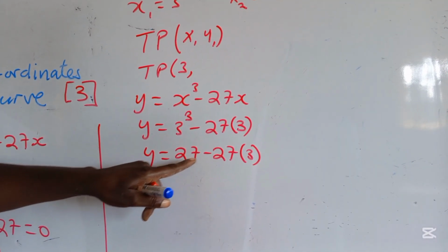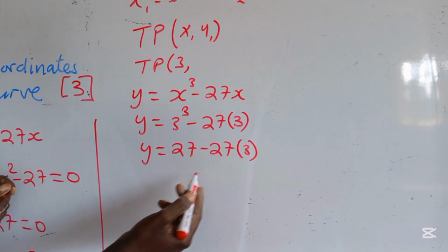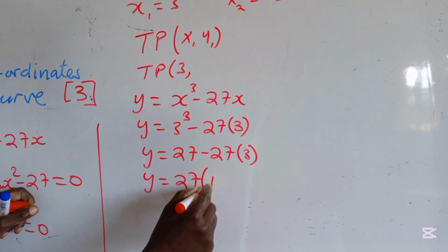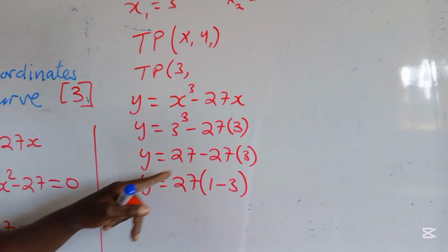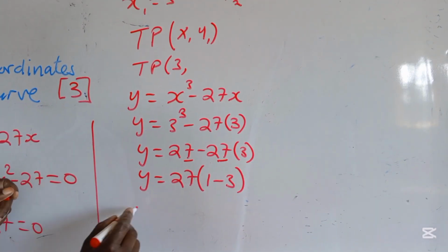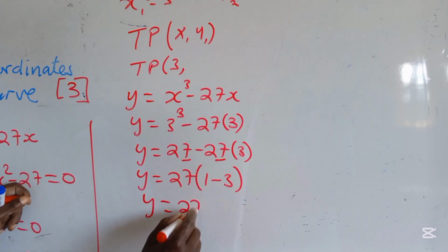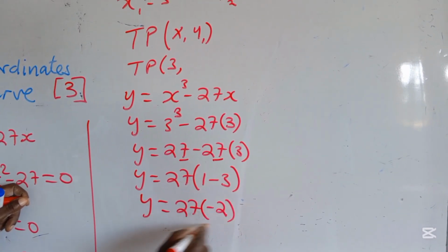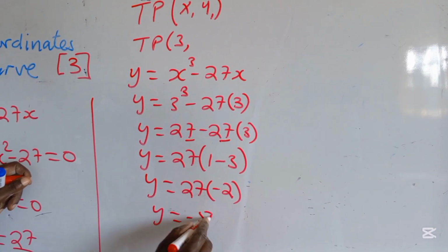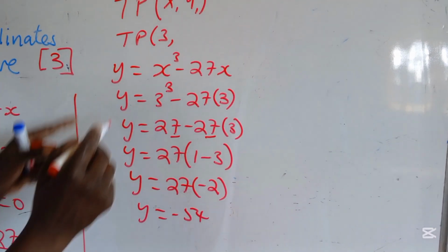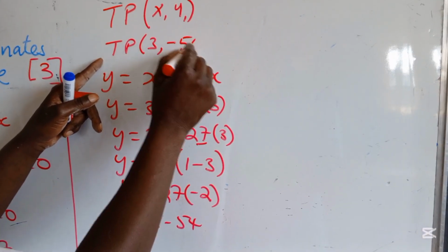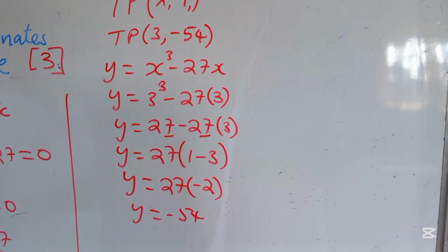With a calculator it is straightforward, but you can also take the 27 out and remain with 1 minus 3, where the 27 comes out. My y will be 27 times negative 2, because 1 minus 3 is negative 2, so you are going to get negative 54. So ladies and gentlemen, the first turning point is (3, negative 54).